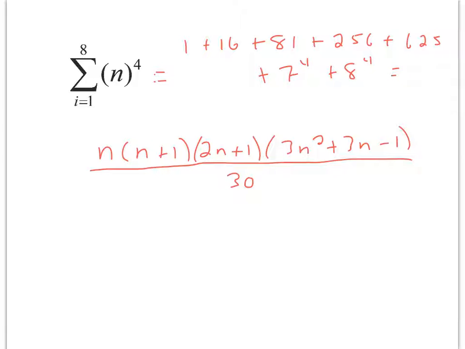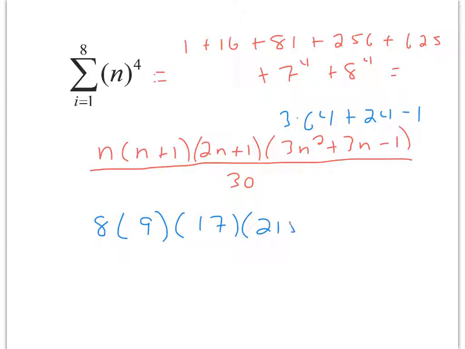So this is going to equal, n is 8 times 8 plus 1, which is 9, times 2n plus 1, which is 16, plus 1 is 17. And now n is 8, so I'm going to have 3 times 8 squared, which is 64, plus 3 times 8, which is 24, minus 1. I'm going to pull out my calc real quick. 3 times 64 is 192, plus 24, 216 minus 1 is 215, all divided by 30.